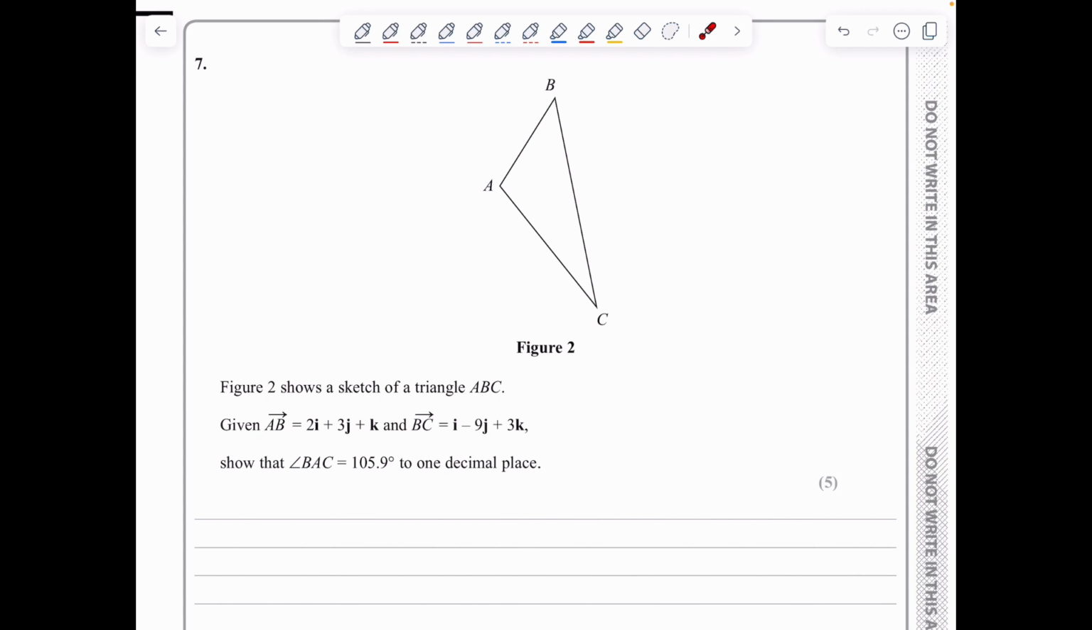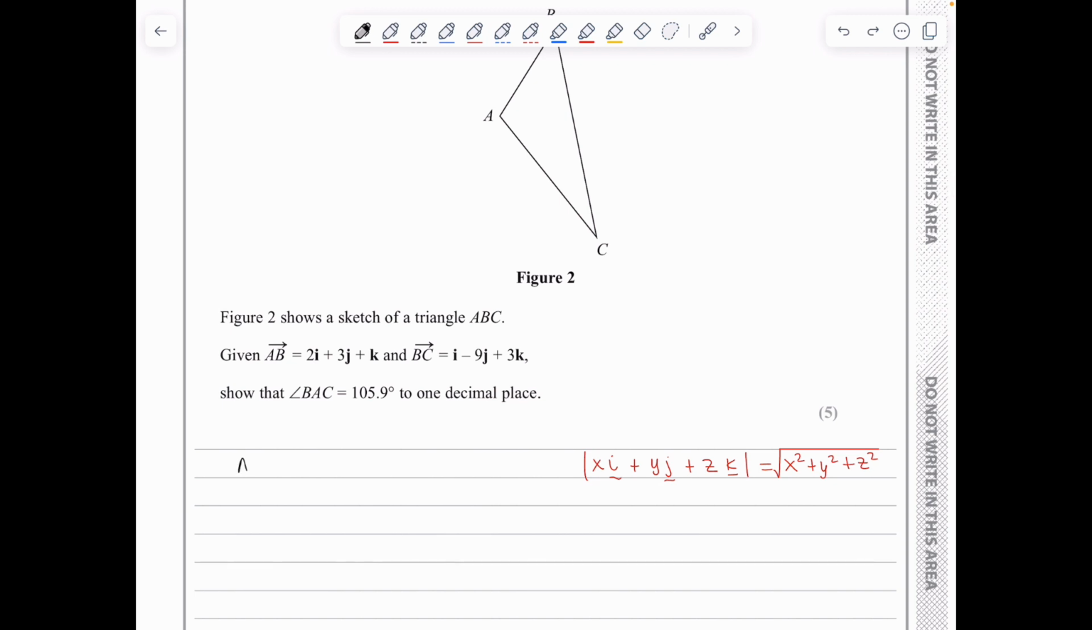In question 7, we've got triangle ABC and also the vectors AB and BC, and we need to show that angle BAC is 105.9 degrees to 1 decimal place. So let me start by reminding us that the magnitude, the modulus, the length of the vector xi plus yj plus zk is given by Pythagoras in 3D, the square root of x squared plus y squared plus z squared. So I will start by finding the magnitude of the vectors AB and BC. So the magnitude of AB will simply be the square root of 2 squared plus 3 squared plus 1 squared, which gives root 14.